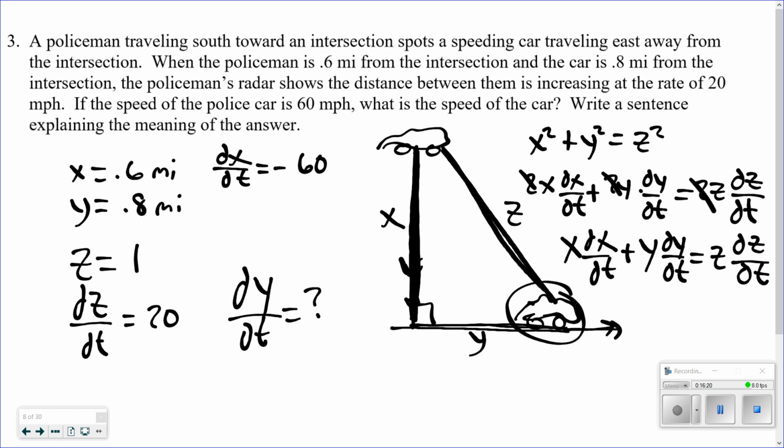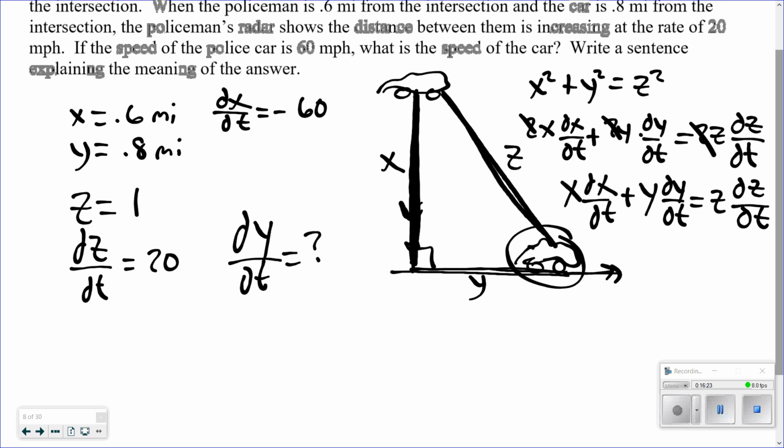Okay, I'll start plugging numbers in. Let me slide this down a little bit. I know x is 0.6, so I would have 0.6 times dx/dt. dx/dt I said was negative 60, plus y. y was 0.8, times dy/dt. See, dy/dt was, oh, that's what we're trying to find. Let's just leave it alone. And that's equal to z, which is 1, times dz/dt, which is 20.